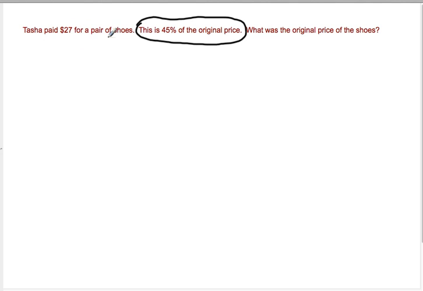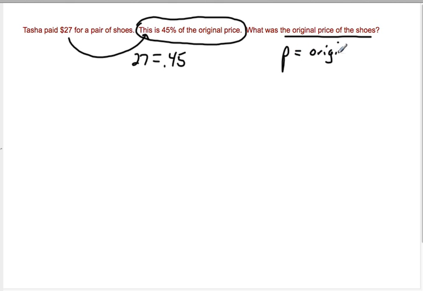Tasha paid $27 for a pair of shoes. So $27, that's what the "this" is. So we have 27 is 45%, which we know is 0.45, of the original price. Well, we don't know what that is, and that's specifically what's being asked for here. So let's make up a variable. P equals original price. So 27 is 0.45 multiplied by P, the original price. So we have 27 equals 0.45P.